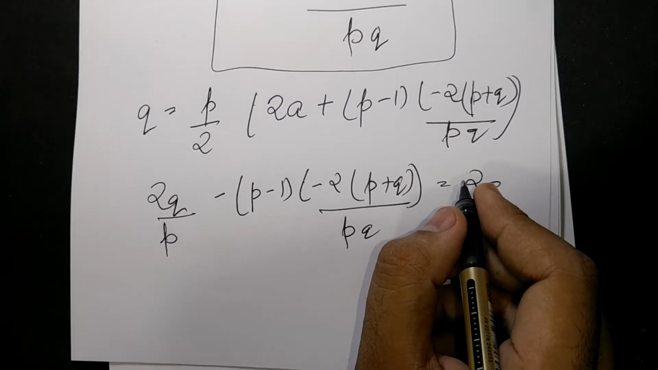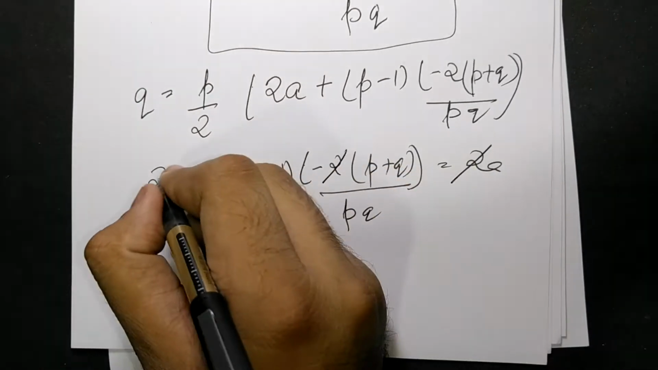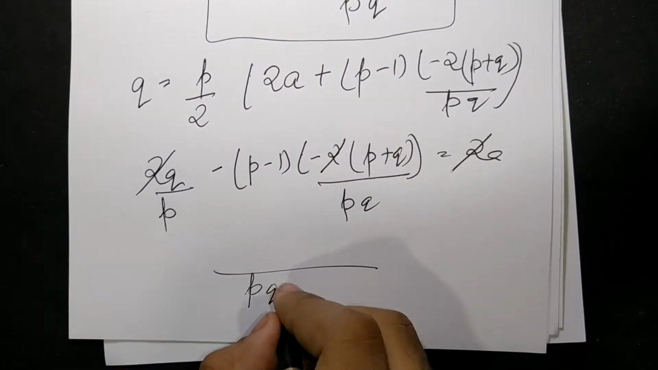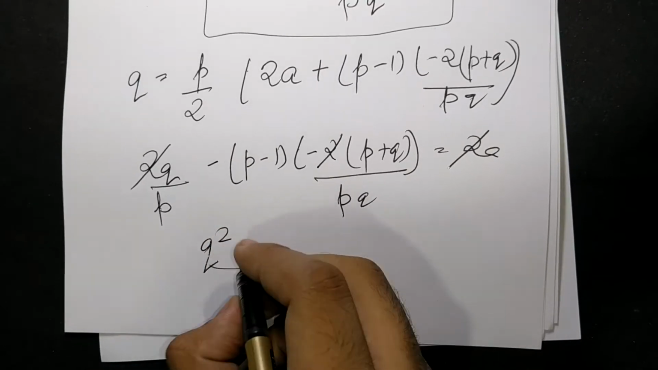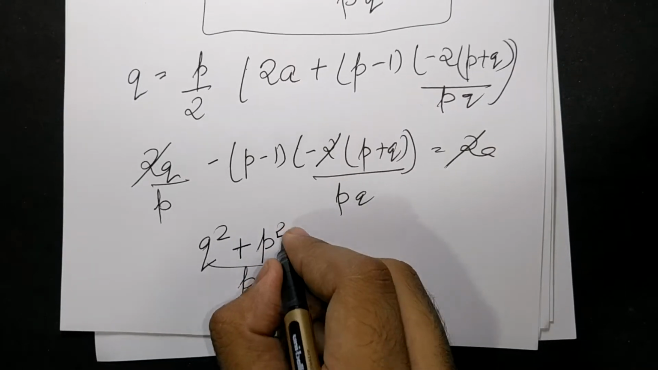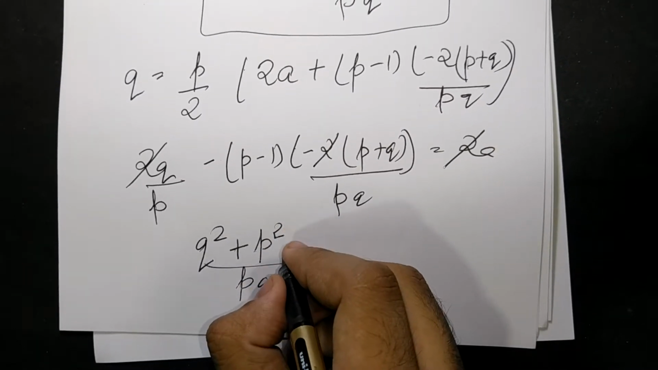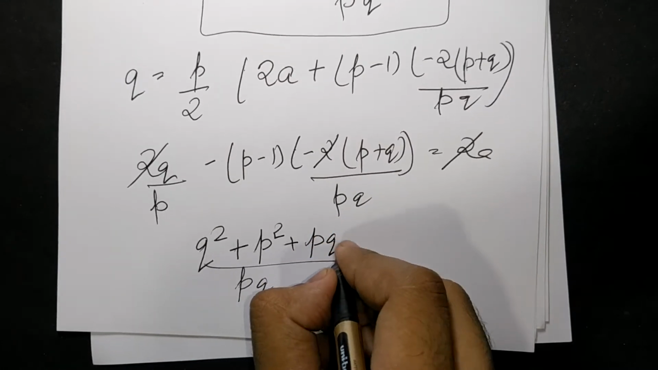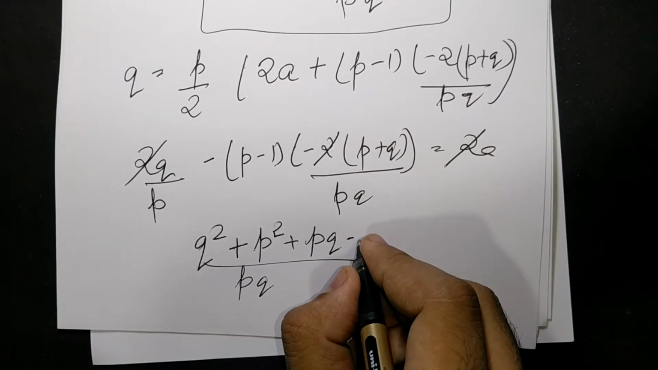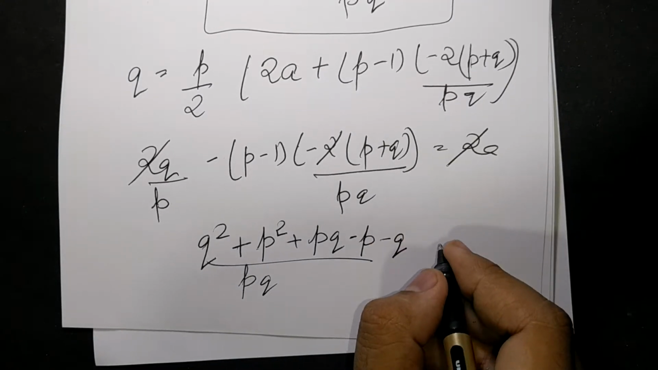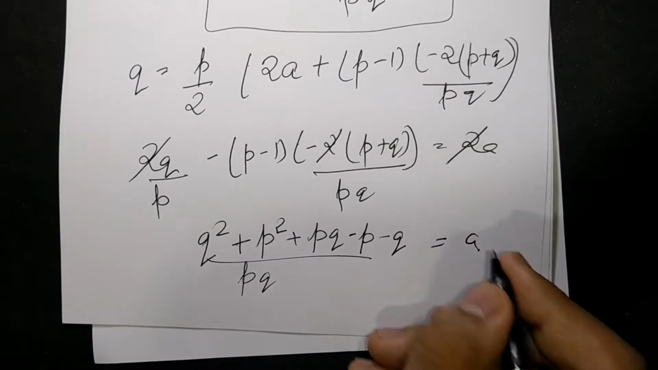We are clearly seeing that 2 is common. It will be cancelled out. Taking LCM pq, we get q square plus p square plus pq minus p minus q. This is our a.